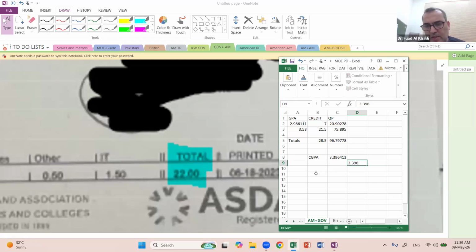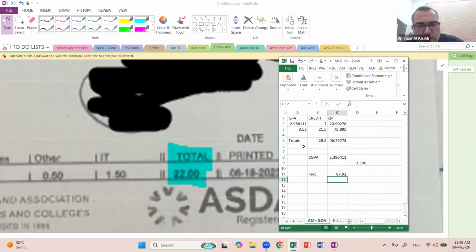I'll take this 3.396, and I will say percentage equal to this plus 1 multiplied by 20. The student got 87.92%, and this will go to the Ministry of Higher Education. This is the final percentage, for the government and American combined.